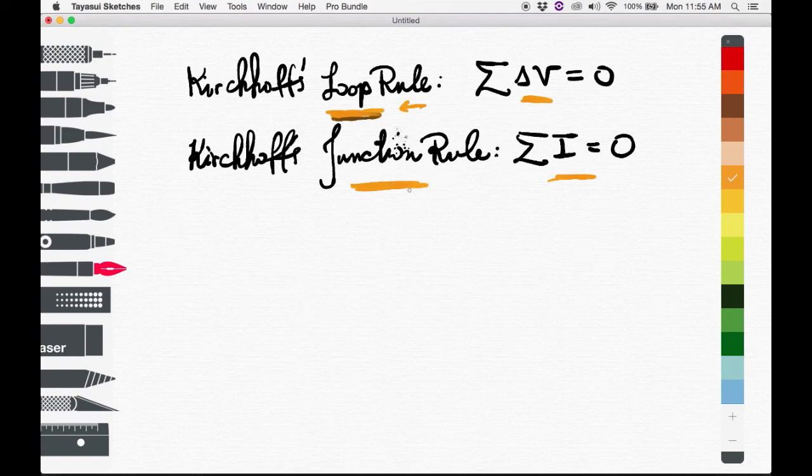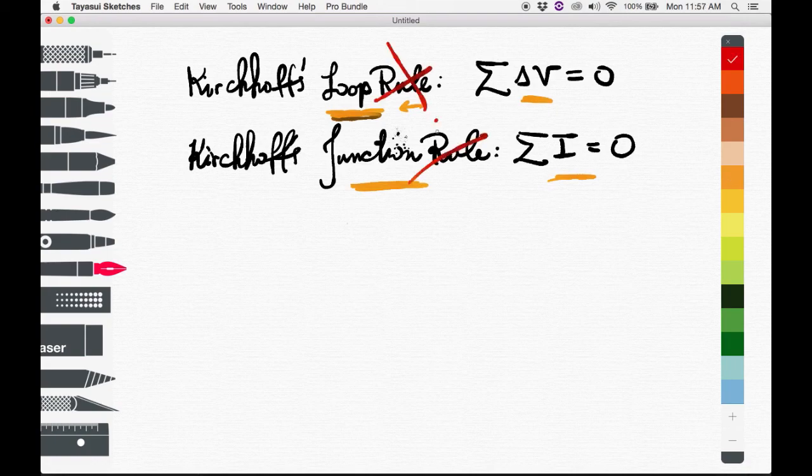It seems like it's really self-evident from the statement of these rules, the loop rule and the junction rule, but it's actually a bit harder to remember than you might imagine because the form of these rules is both the same, that you have the sum of something at somewhere adding up to 0. So the more problems that you solve with these, the easier they'll be to remember.